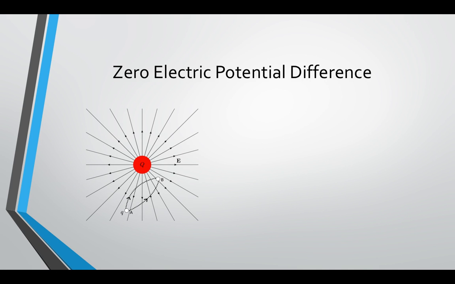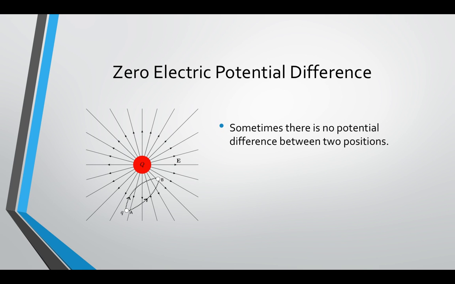Okay. It's also possible to get zero electric potential difference. And zero electric potential difference is kind of a special situation. Not entirely, but a little. Sometimes there's absolutely no difference in that energy between the two positions. One really good example is if you move a particle around a charge in a circle. So along this line right here, around the Q at the center.